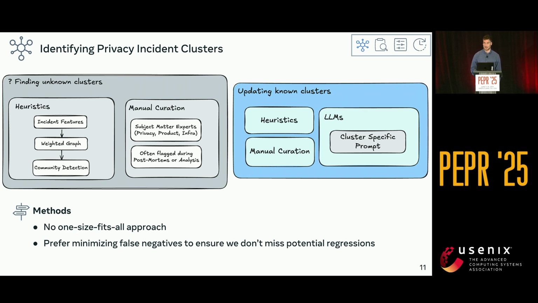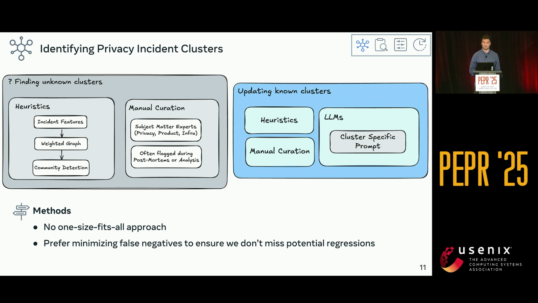To automatically find unknown clusters, we run a recurring job that builds a weighted graph out of incident features like the root cause and privacy product area, and then leverage a community detection algorithm to create and propose new clusters for review. We also manually identify incident clusters from subject matter experts on privacy, product, and infrastructure teams, and often during the post-mortem reviews themselves or when analyzing a different cluster.